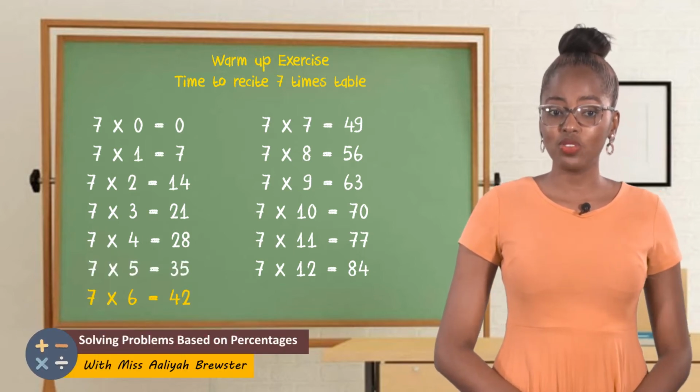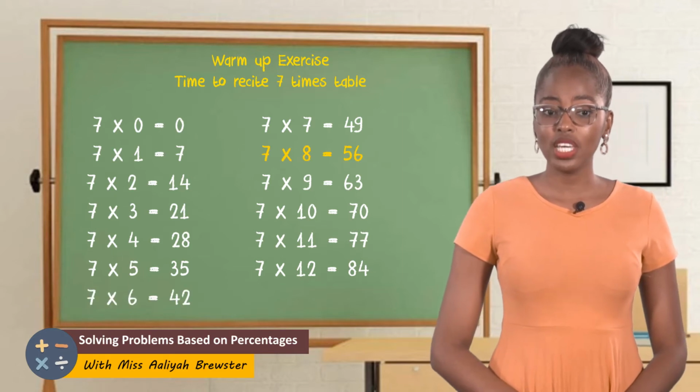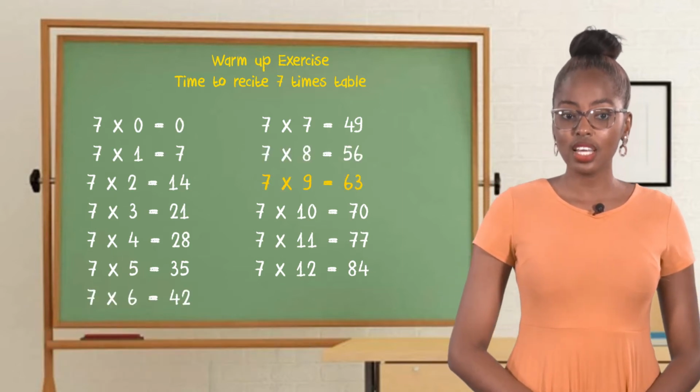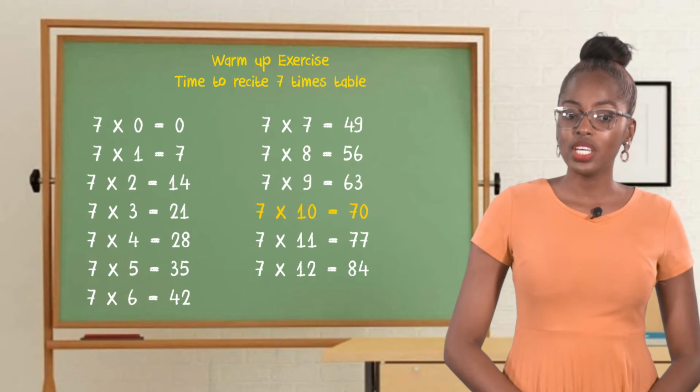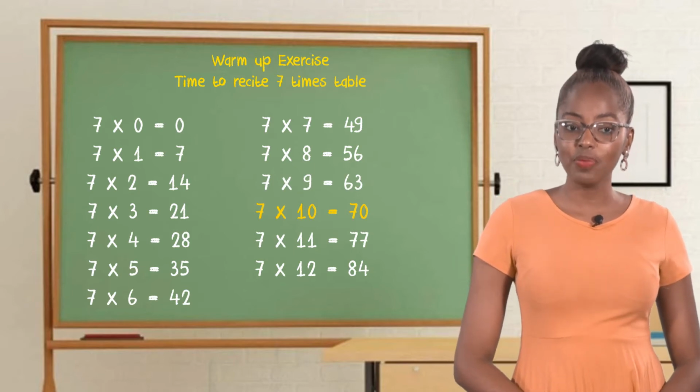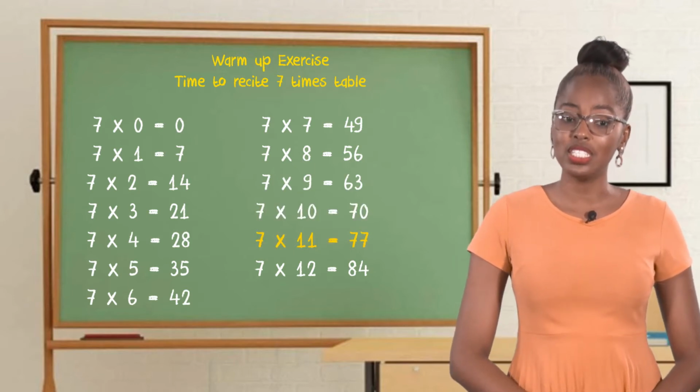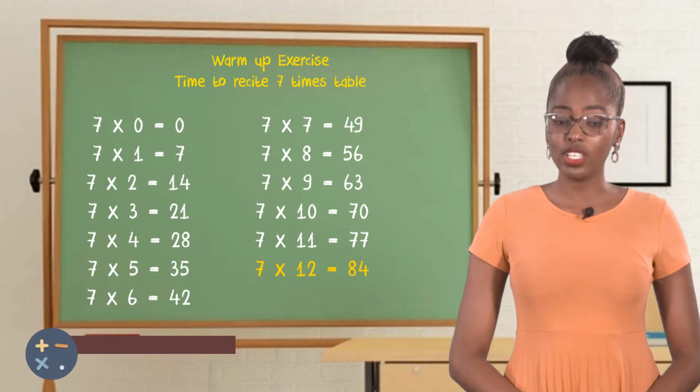7 times 7 is 49. 7 times 8 is 56. 7 times 9 is 63. 7 times 10 is 70. 7 times 11 is 77. And 7 times 12 is 84.